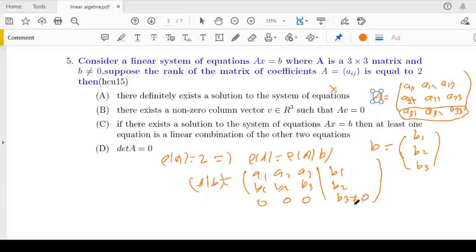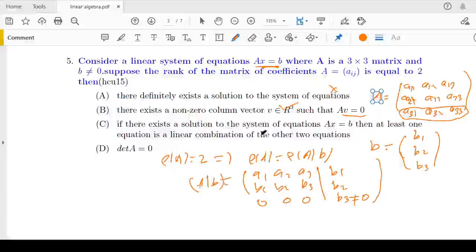If B is not equal to 0, the solution does not exist, since the rank of A is equal to 2 and the rank of the augmented matrix is equal to 3. Therefore, this is false. There exists a non-zero column vector V belonging to R cube such that AV is equal to 0. Therefore, there is a possibility, and this is also a right answer.